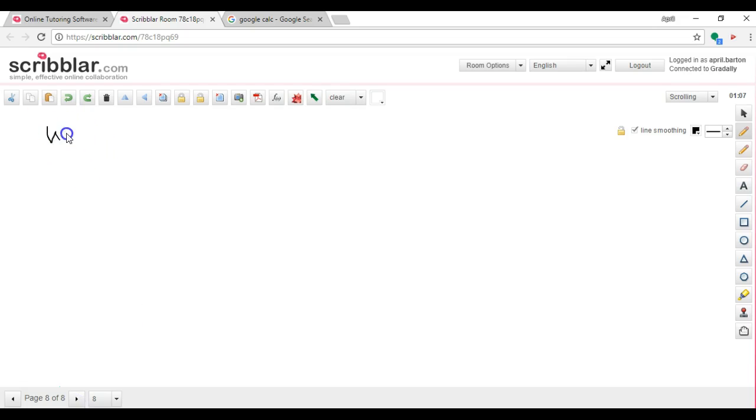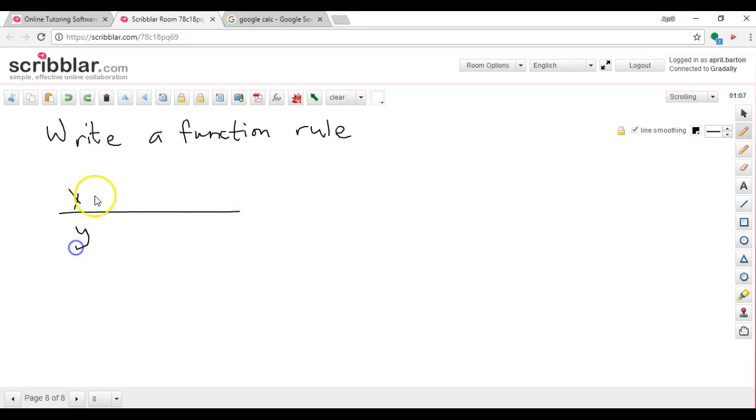So oftentimes, instead of giving you an actual situation where there's kind of some context to it, they'll just give you a table. So the x values are your inputs. That would have been our minutes. They often call that the domain as well. Whatever you're able to plug into the equation is domain or input. Kind of has a lot of different names.